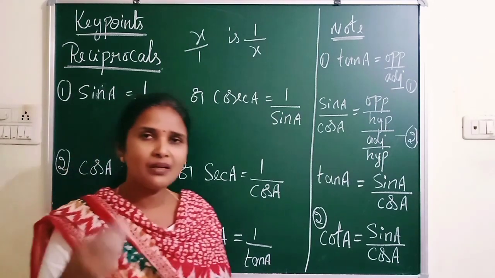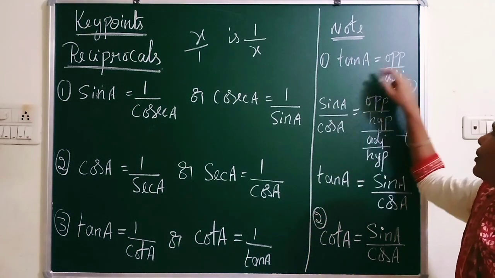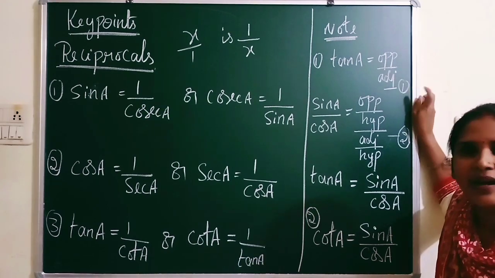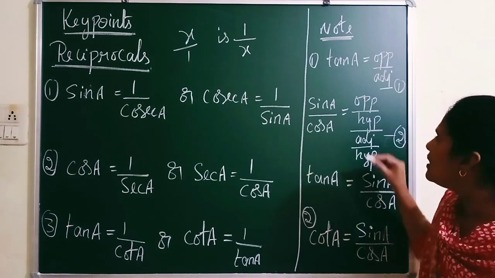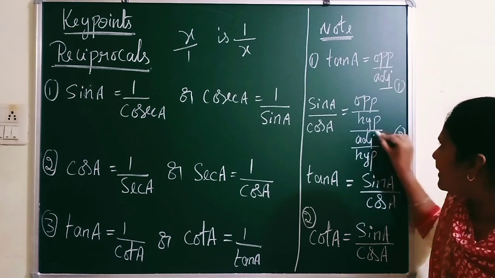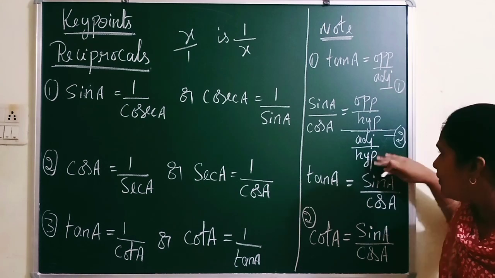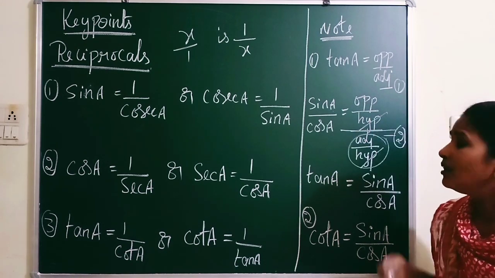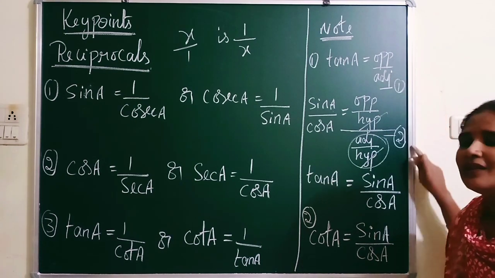Now I am going to explain the other two key points. What is tan A? Tan A equals opposite by adjacent. Now when you divide sine by cos, what happens? Sine A equals opposite by hypotenuse, divided by cos A, which is adjacent by hypotenuse. When you reciprocate the denominator, the hypotenuse gets cancelled. What remains is opposite by adjacent. So what can you conclude?